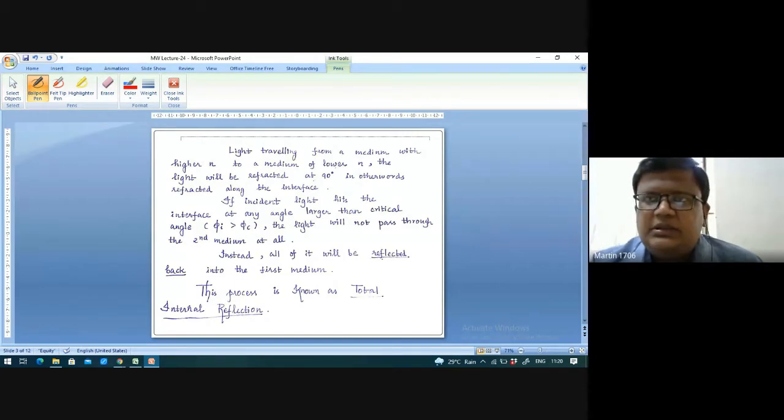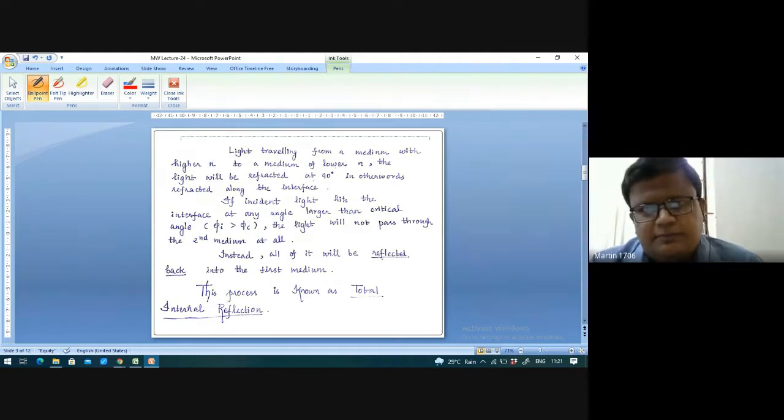Whenever the wave propagates in the medium, some signal will go in linear, which is normal to that medium, and some will bend and produce some refraction or reflection. Instead of all, it will be reflected back to the first medium. This process is entirely called total internal reflection loss, TIR. Simply they will call it TIR.